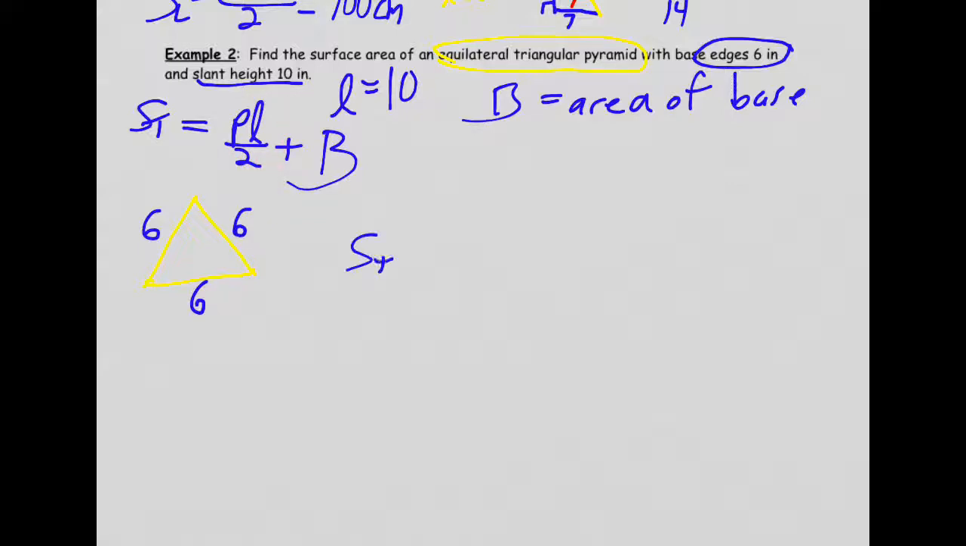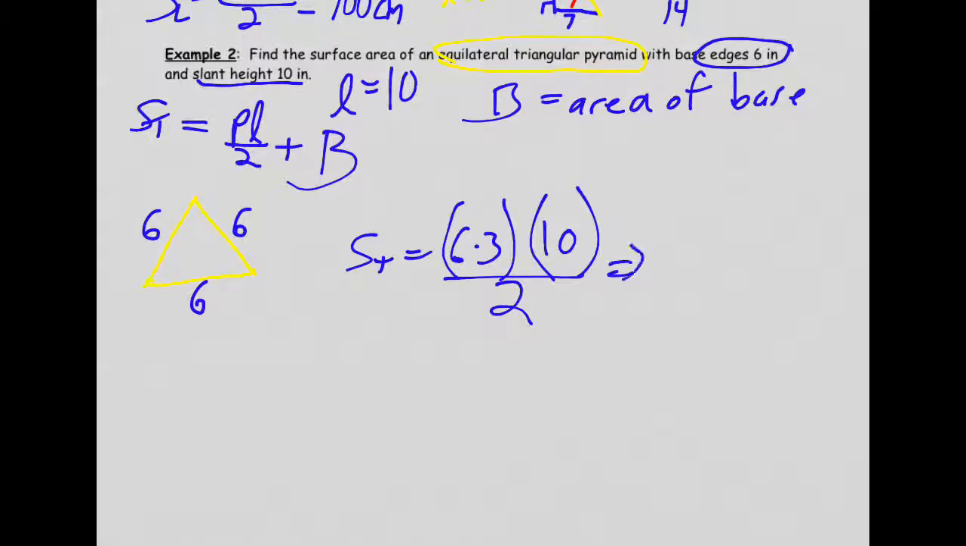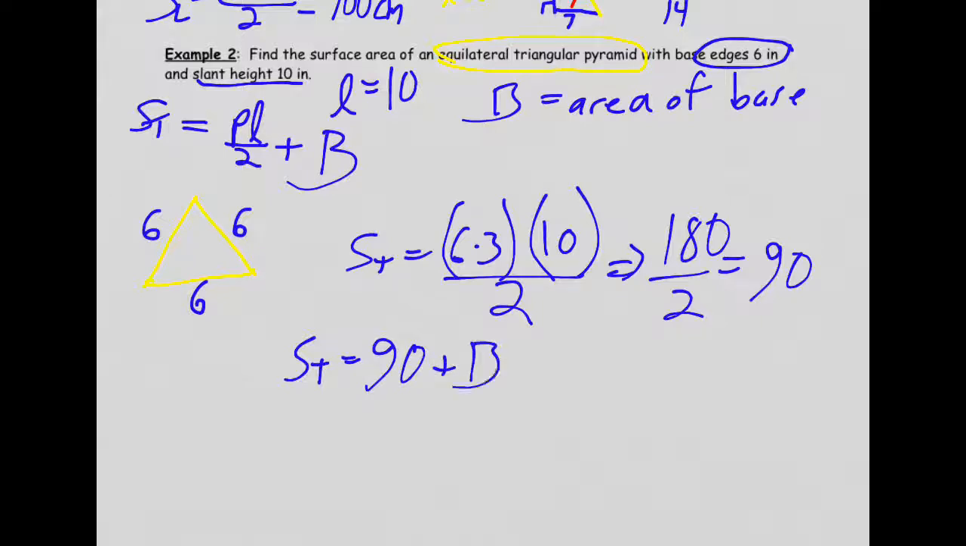So, what's my perimeter of this triangle? 6 times 3, 18. Times my L, right here, slant height, 10, divided by 2. It's just from this one right here. Okay, 6 times 3 is 18. 18 times 10, 180. 180 over 2, or 90. So ST equals 90 plus B.